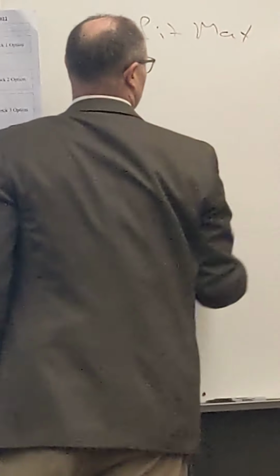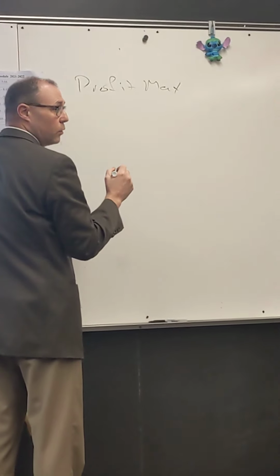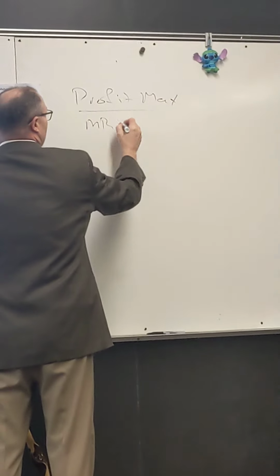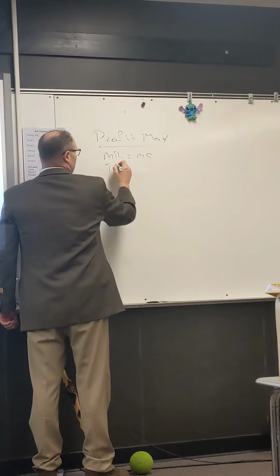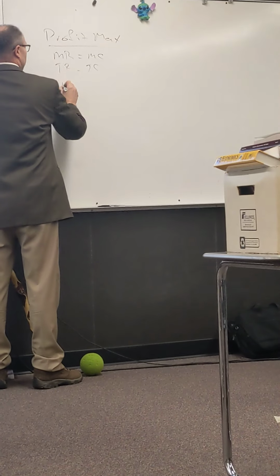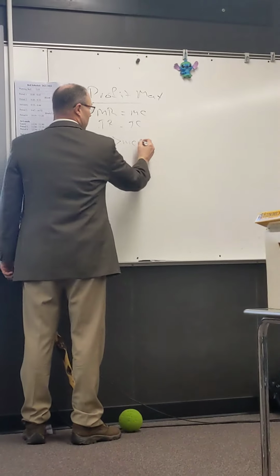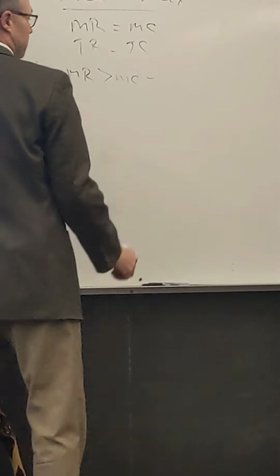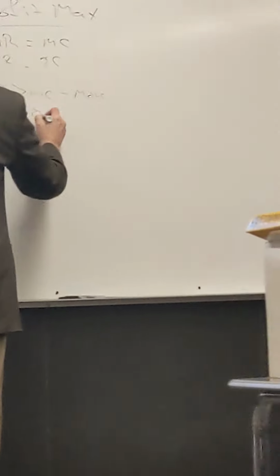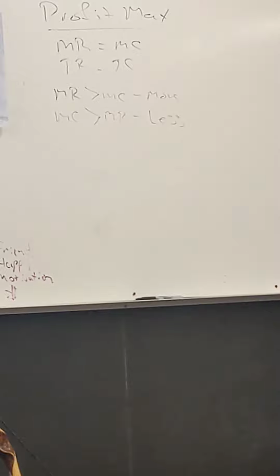Profit maximization, what rules? What do you have? Any firm, don't care if it's PC, MC, O, what do we have? Profit maximization, what do we do? MR equals MC. Okay. Very good. When marginal revenue is greater than the marginal cost, what should you do? Produce more or less? And when marginal cost is greater than marginal revenue, what should we do? Less. So the basic rules here, okay?